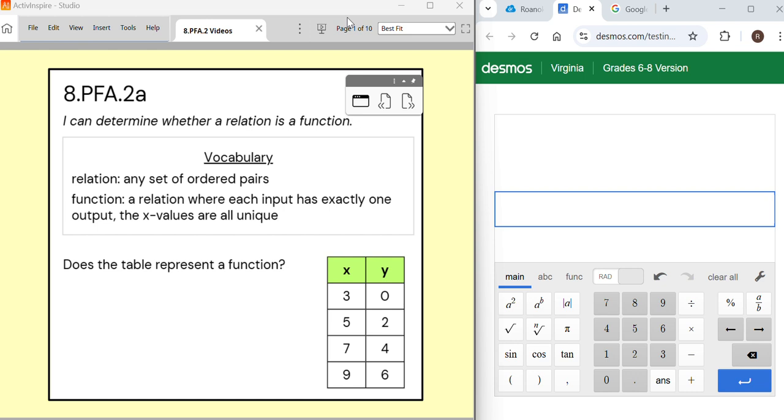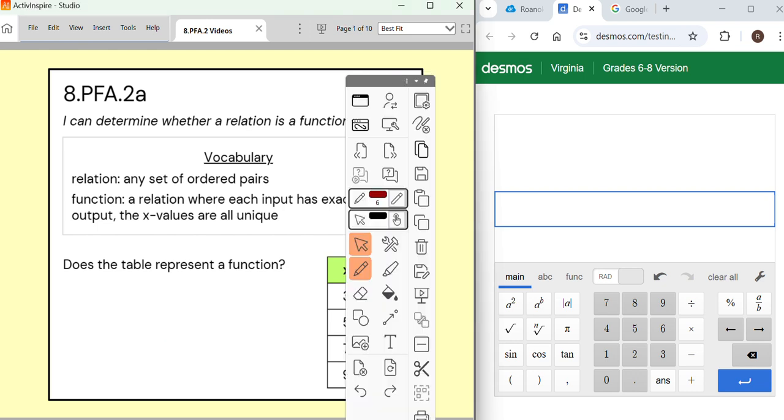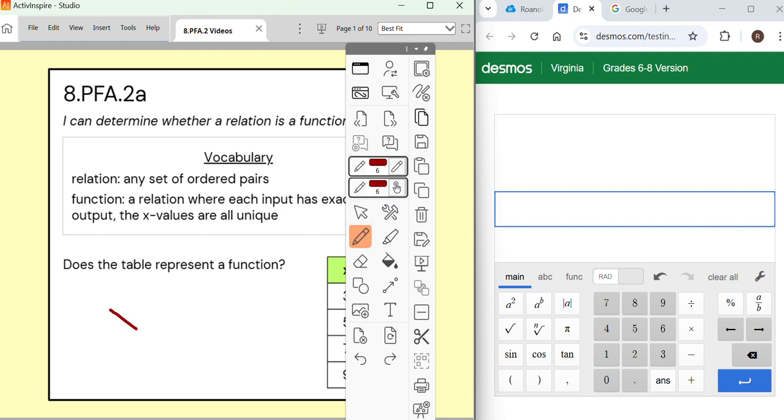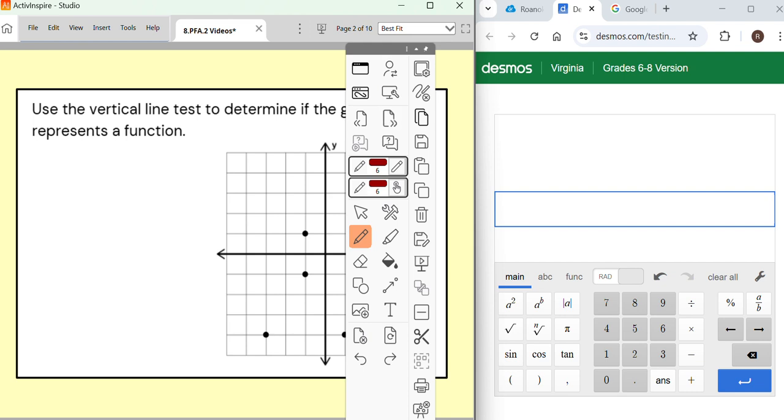So let's look at this table here. The x values are 3, 5, 7, and 9. So yes, this is a function. Okay, let's see what the next one brings us.